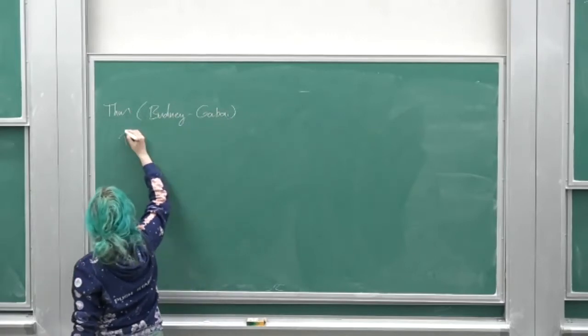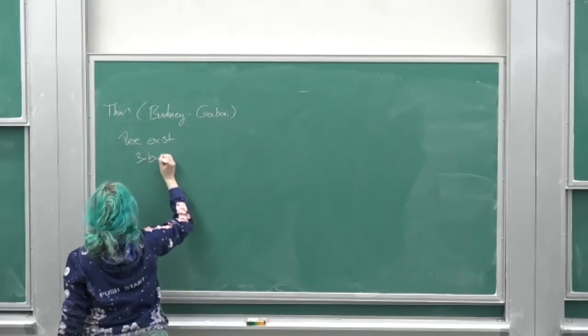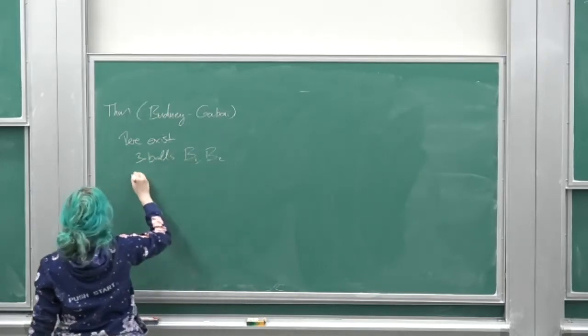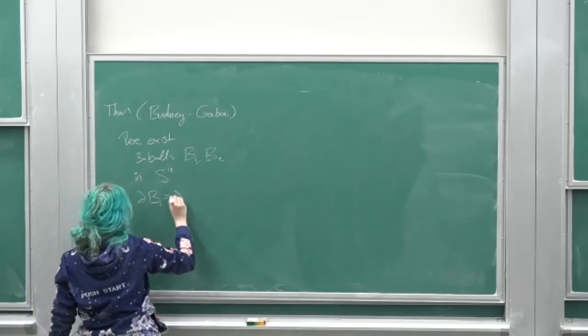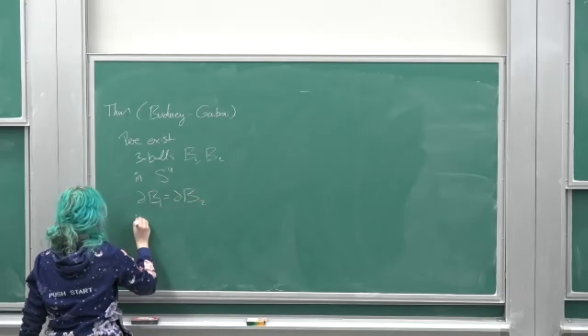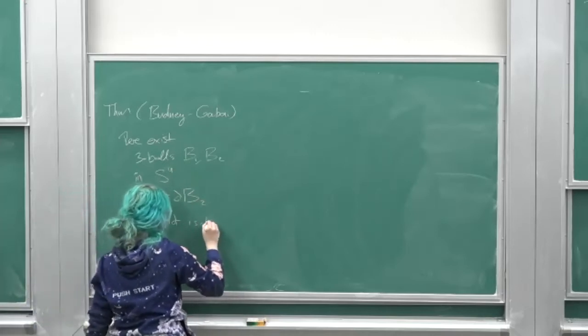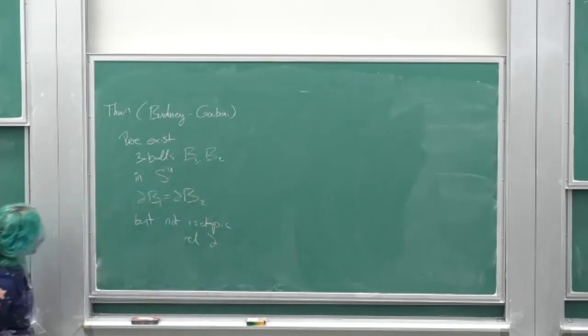There exist three balls, B1 and B2, in S4 with the same boundary, but they are not isotopic rel boundary. Compare that to the three-dimensional setting.